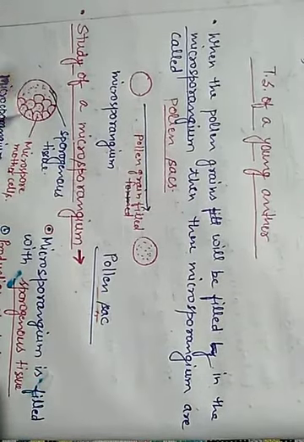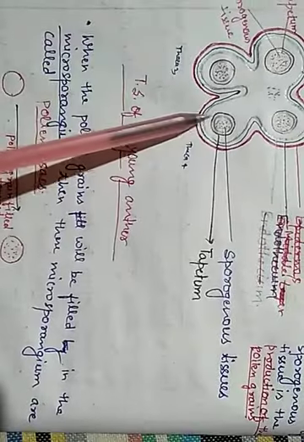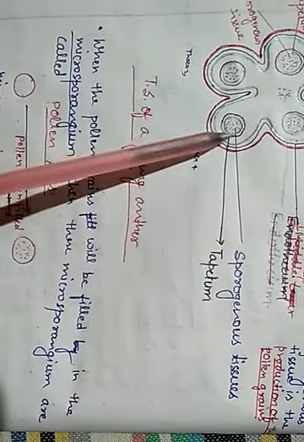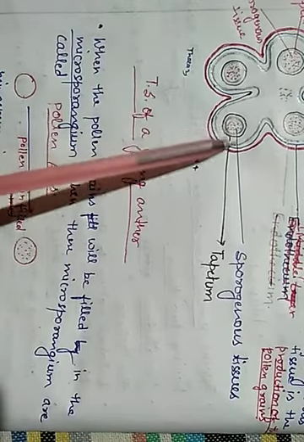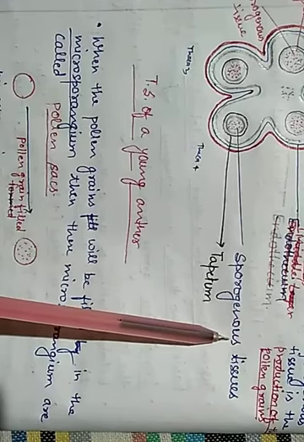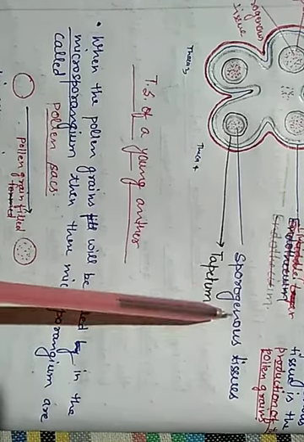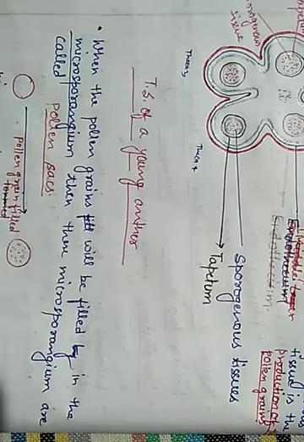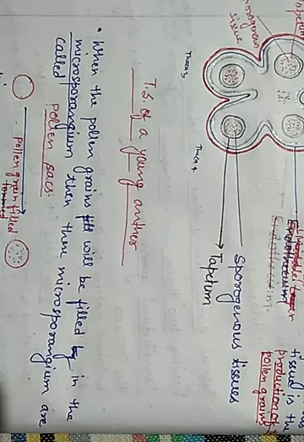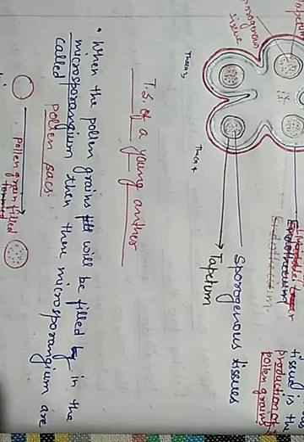Look here, this is the microsporangium, and sporogenous tissues are filled here. The main function of these sporogenous tissues is to develop new pollen grains, meaning development of new male nuclei. Because in this particular chapter, we have to study the fusion of the male as well as the female gametes. So today in this class, we are going to focus on development of the male nuclei, that is the pollen grain.